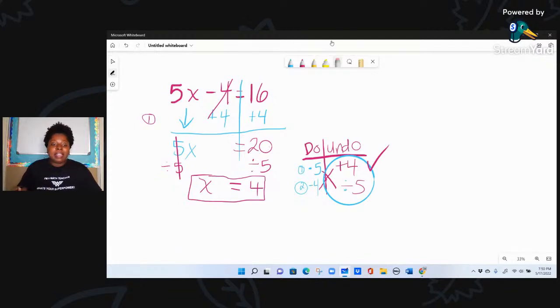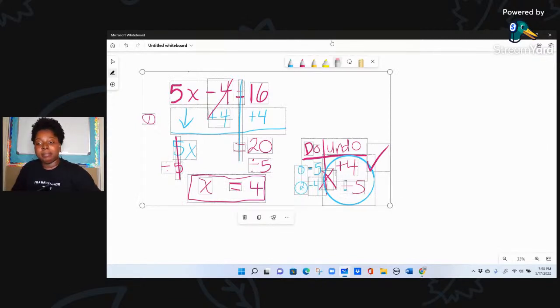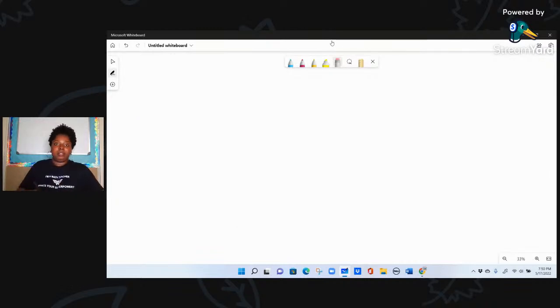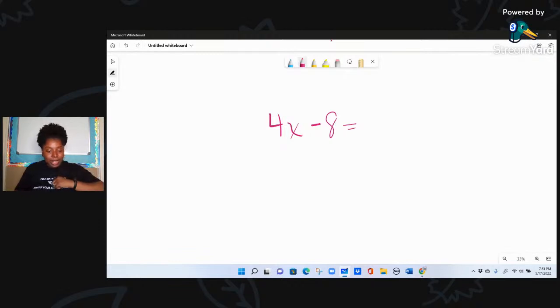All right, I want you to try this one so I can make sure you really got it. 4x minus 8. Because the number and the variable next to each other means multiply, and you must do the opposite. Yes, a number and a variable next to each other means multiplication. Absolutely. Yes, you got it. So you would do the opposite, which is division. Good. Nice job.